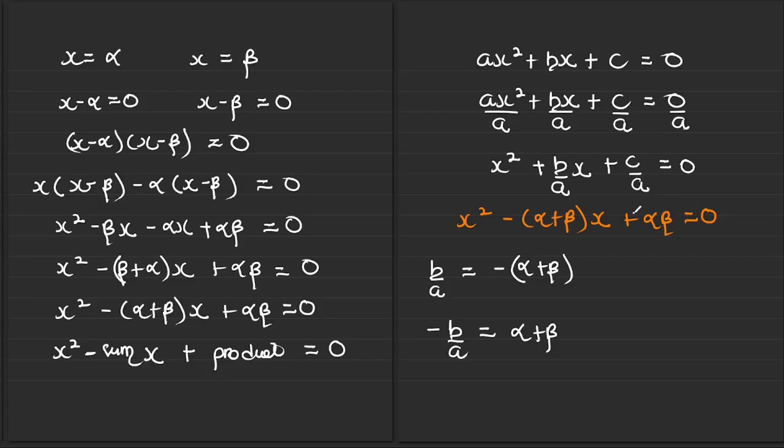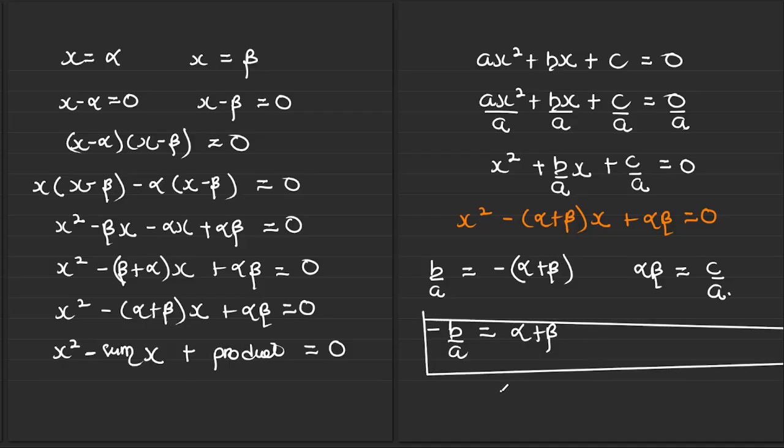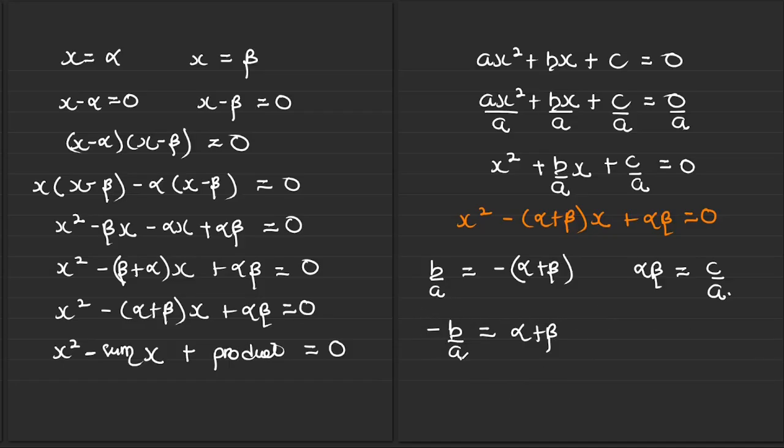The same way, these are the products, and we can equate it to the constant term here. So that would say the product of the roots is equal to c over a. This is the proof for x squared minus sum of roots times x plus the product of roots equals 0. We are saying the sum of the roots is equal to negative b over a, and the product of the roots is equal to c over a.